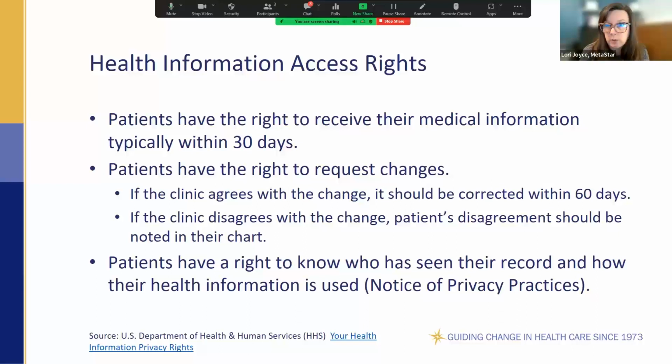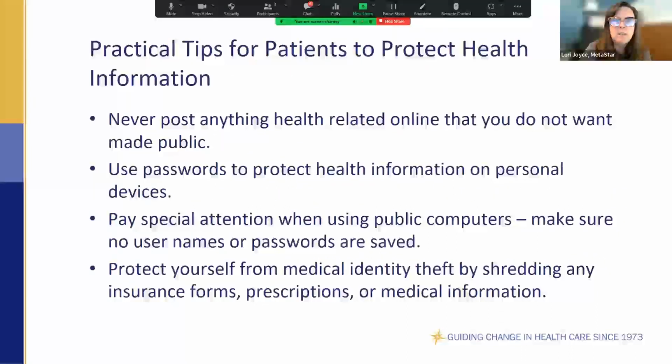And patients also have a right to know who has seen their record and how their health information is used. That is typically covered in the notice of privacy practices that clinics typically give to their patients. Now, as I mentioned before in the video, I felt, especially towards the end, it really highlighted that patients really need to understand their role in protecting their own health information as well.